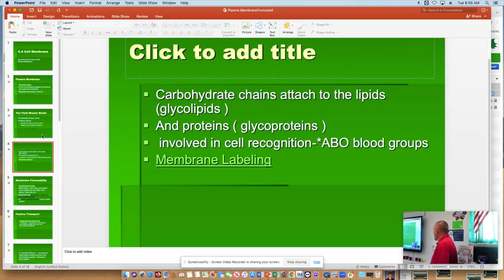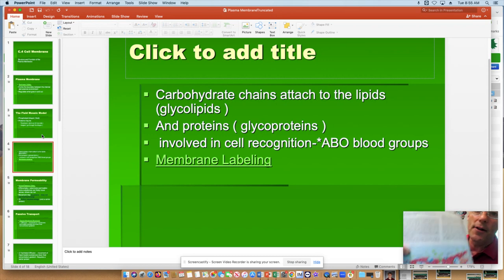There are carbohydrate chains that attach to the lipids, and those are called glycolipids. And then there are also ones that attach to the proteins, and those are called glycoproteins. So I'll put this back up for those of you that are here, but for those of you that are watching, what we're talking about there is this right here. This chain of green.